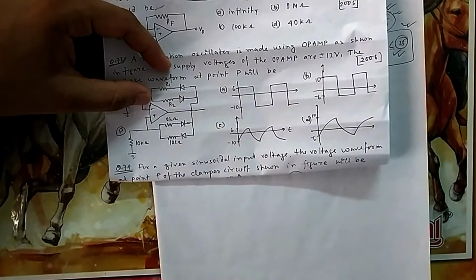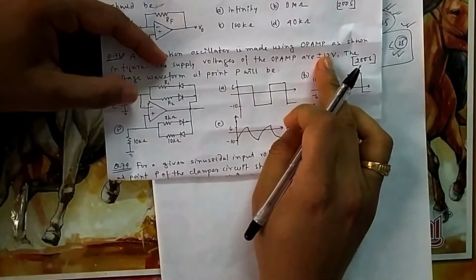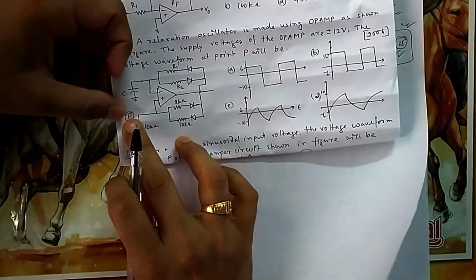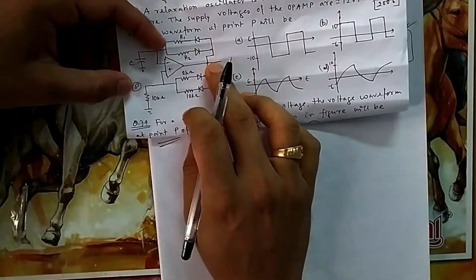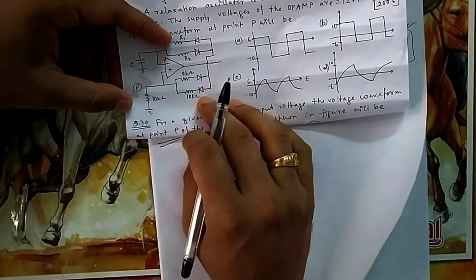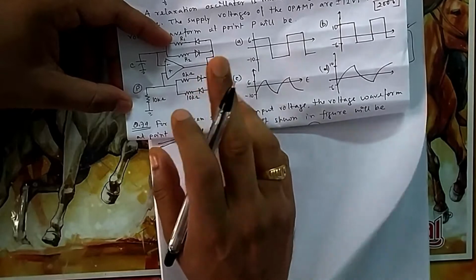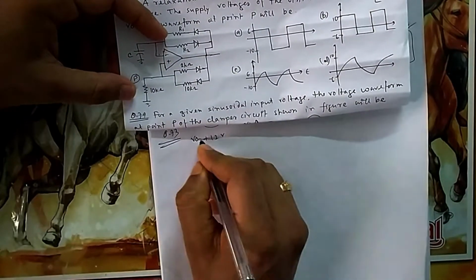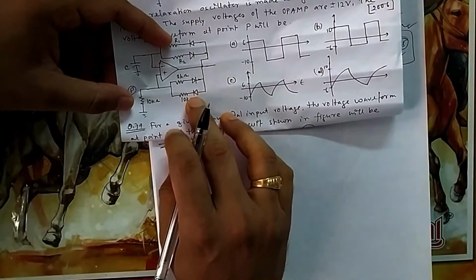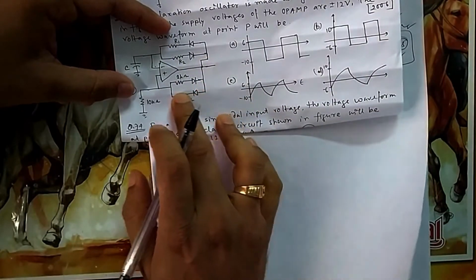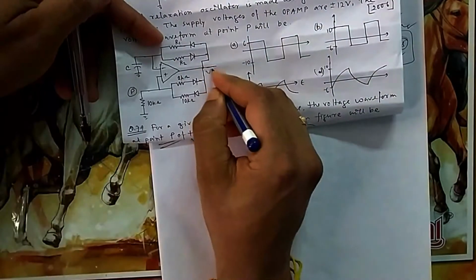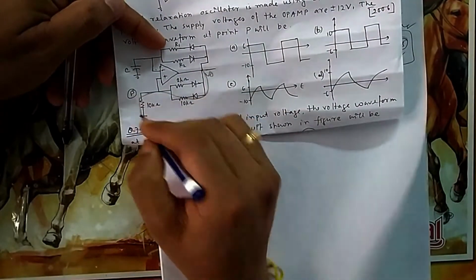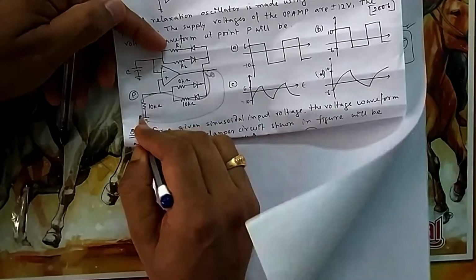So here, if your output is going either plus 12 or minus 12, now they are asking to find the potential at P. Suppose I am considering your V0 at plus 12 volt. So which diode will be forward biased? This diode will get forward biased, and this is the path. You see V0 is here, so this is the complete path you can take.